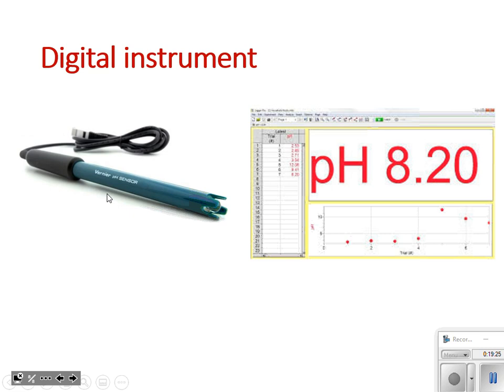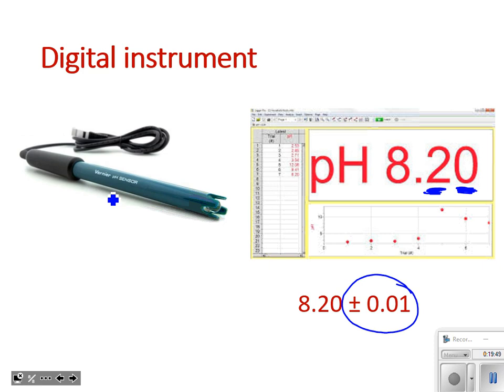As I read that, it's the same thing. I'm going to look, and I'm going to get my plus or minus here. My accuracy is going to be not to the tenth, but to the hundredth for my uncertainty. So my uncertainty on this scale is going to be plus or minus 0.01.